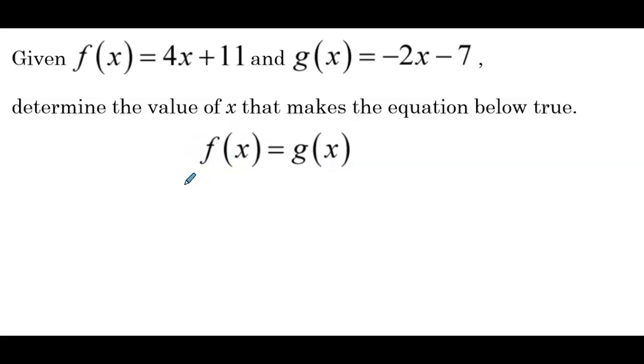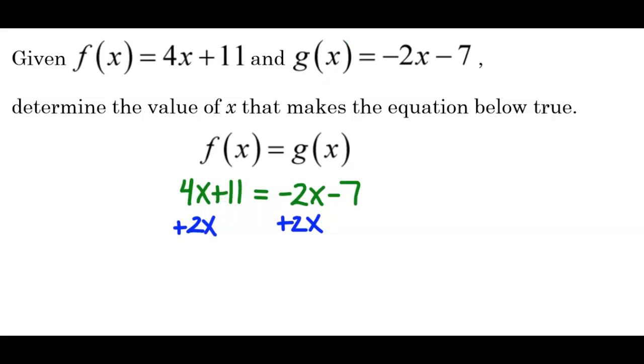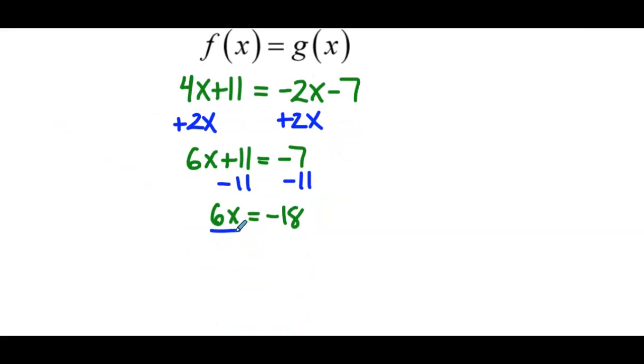F of x is equivalent to 4x plus 11. G of x is equivalent to negative 2x minus 7. And we have an equation in terms of x that we can solve. We can add 2x to both sides of our equation. That will give us 6x plus 11 equals negative 7. We can subtract 11 from both sides. 6x equals negative 18. And to isolate x, we can divide both sides by 6. And we will get x equals negative 3.